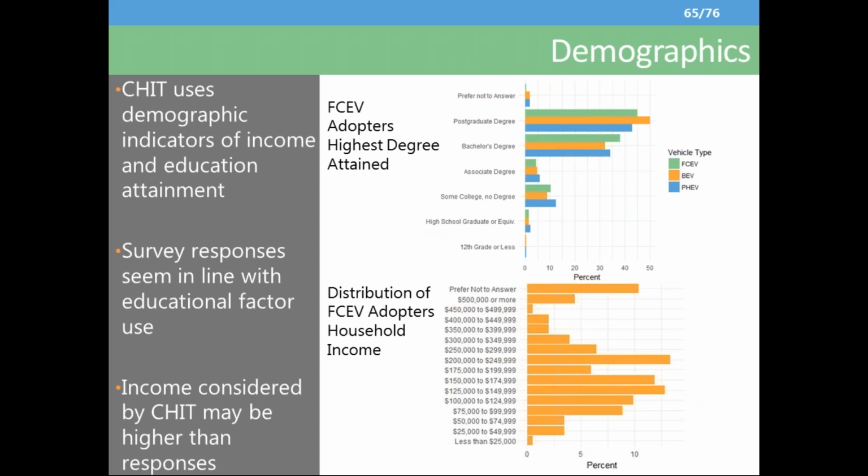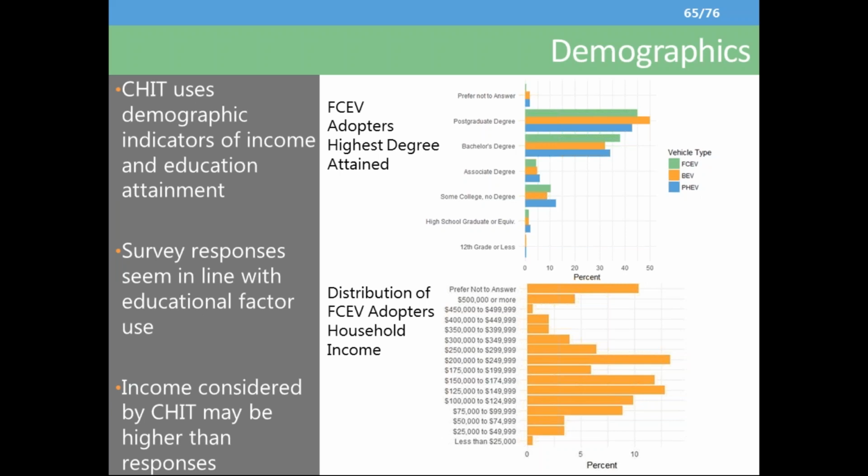So CHIT looks at indicators of income and educational attainment, and we can see that first adopters' highest degree attained tends to be postgraduate. There are even more postgraduate than bachelor's degrees amongst those who have filled out the survey. That helps us assess whether it's appropriate to keep using post-secondary degree attainment as an indicator. So far, it seems to be pretty good. It seems to be reasonable.